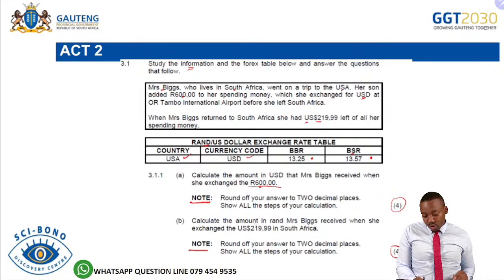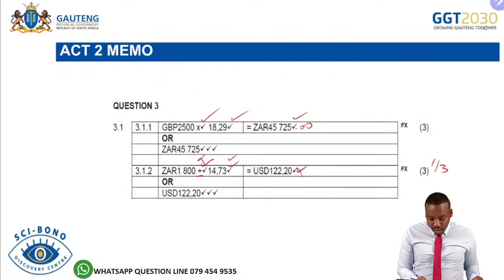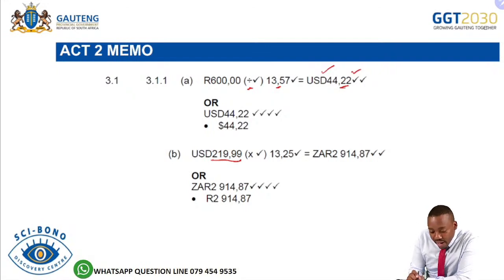Now we're on B. So on B now, she has what? Foreign currency. And then she wants what? The rands. Now what will the bank be using? The bank will be using what? Bank buying rate. So we have what? This is the second one. So what will happen there? I'll just move here. She has 219.99 US dollars. So now we are moving what? From dollars to South African rand.